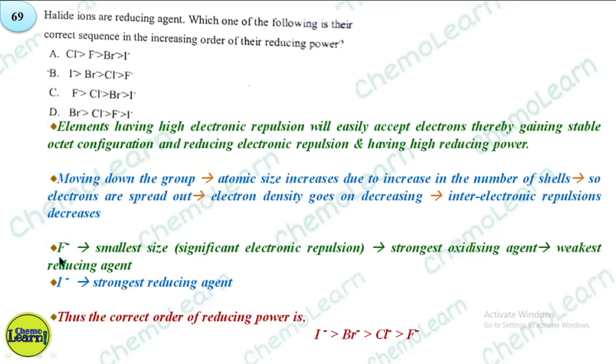So, you can see F minus has the smallest size. Here significant electronic repulsion can be seen. So, it is the strongest oxidizing agent and weakest reducing agent. And on the other hand, I minus is the strongest reducing agent. So, the correct order will be I minus is greater than Br minus is greater than Cl minus is greater than F minus.